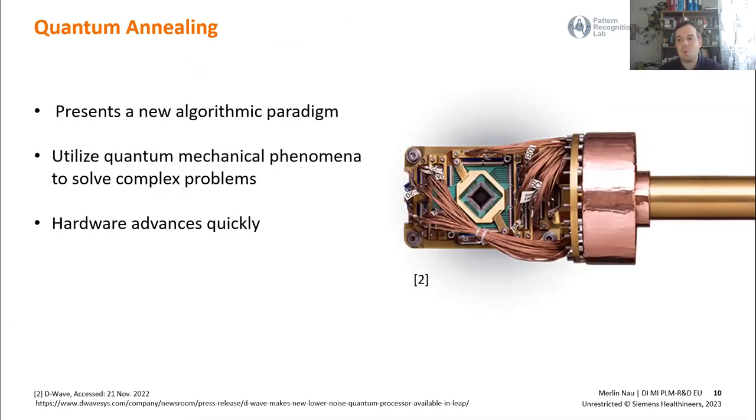Now, we stumbled upon the topic of quantum annealing when we got to know about quantum computing a while ago, like 3 or 4 years ago. And we saw that D-Wave is a company that already offers commercial quantum annealers that you can access via the cloud, and it presents a new algorithmic paradigm. For us, the core difference is that it is different from classical computing because it uses quantum mechanical phenomena such as entanglement and superposition, and the hardware advances really quickly.